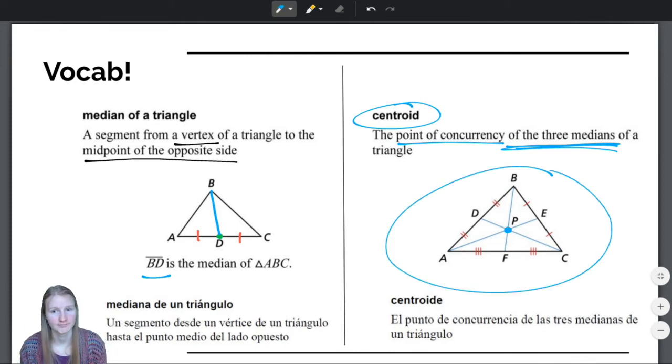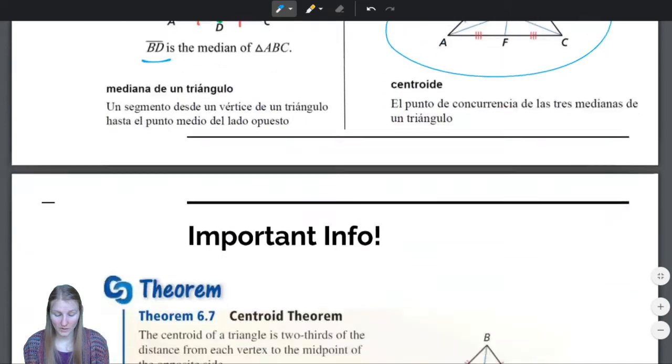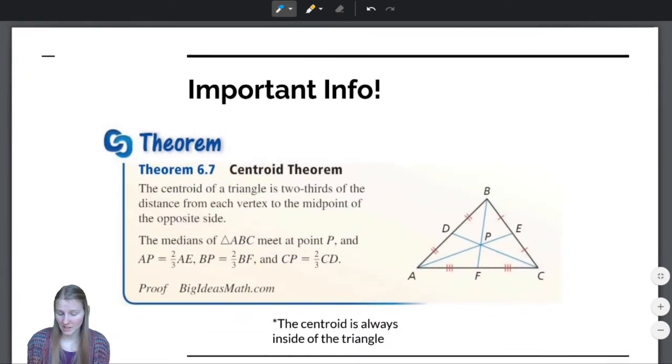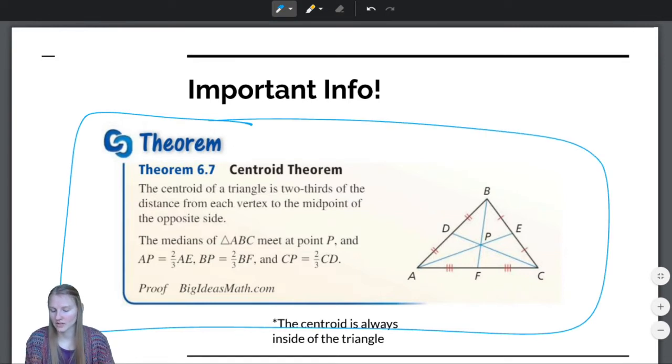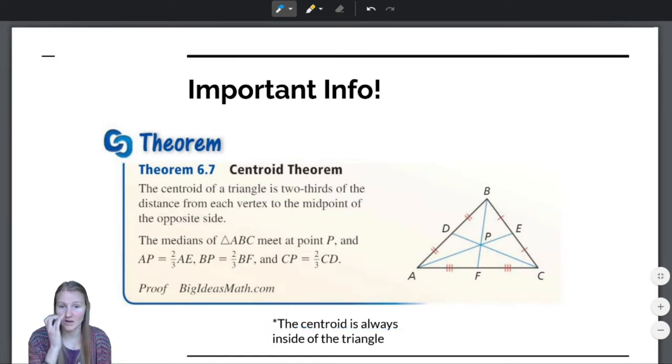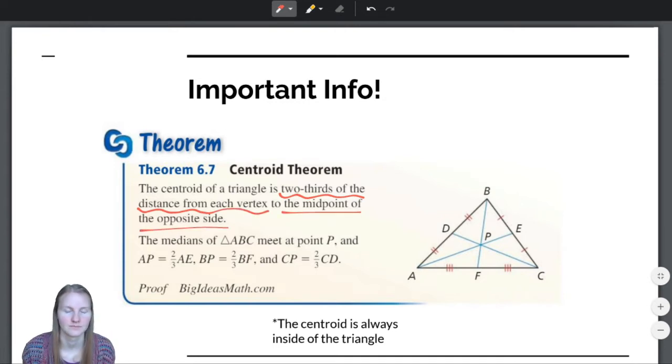find our centroid. Now, why do we care about centroids? We care about medians because we can find the centroid, but why do we care about centroids? Because it's the center of mass. Also, there is a very interesting property of centroids, which we're going to talk about in this theorem, the Centroid Theorem. So, it says the centroid of a triangle is 2/3 of the distance from each vertex to the midpoint of the opposite side.